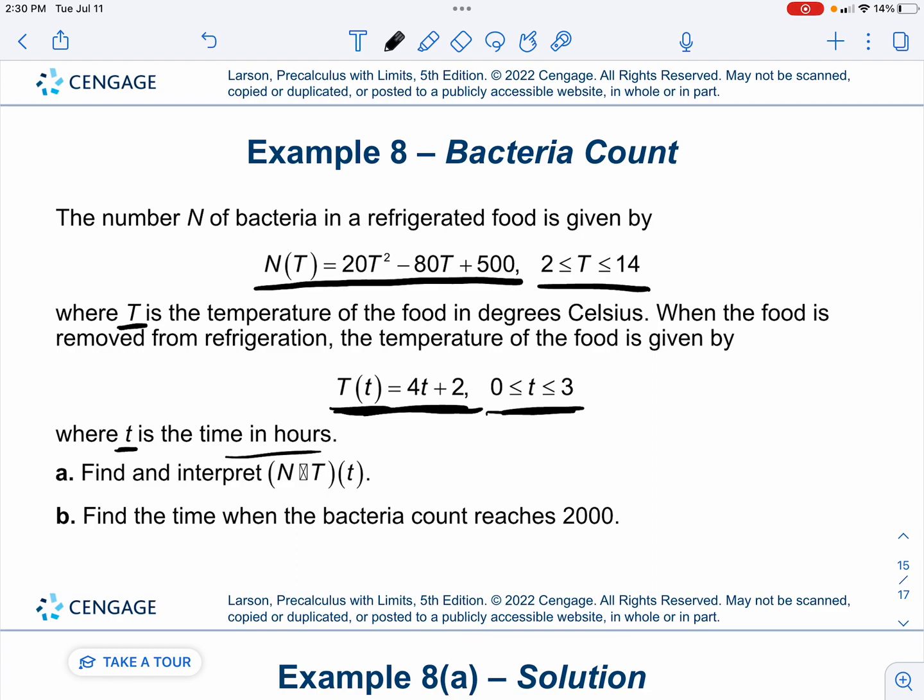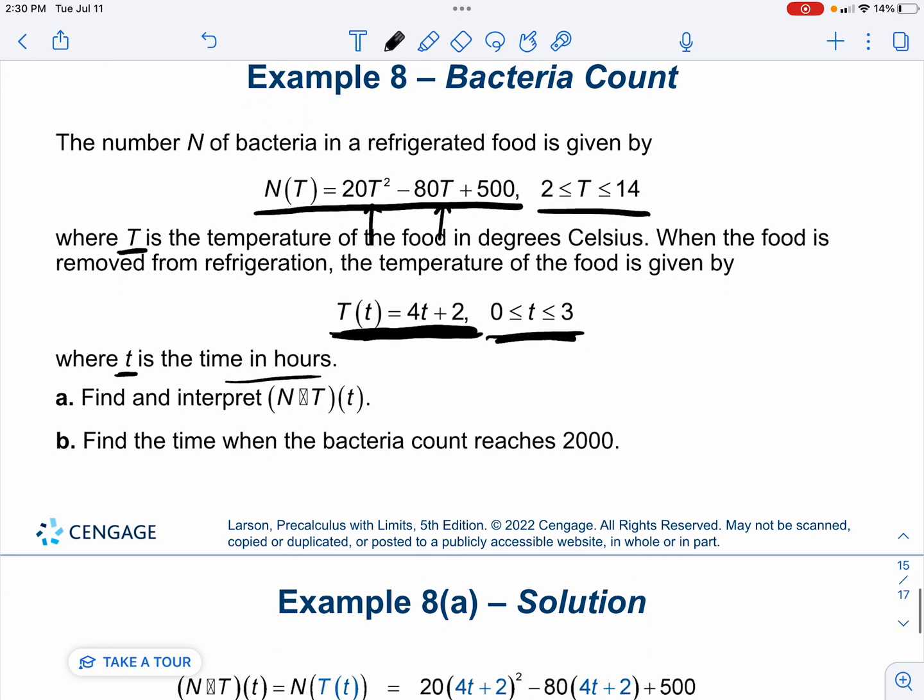So if you work backwards, we first have this T, which is the temperature of the food. You figure out the temperature of the food by plugging in the amount of time that it's been out of the fridge. And then once you have that, you would plug that answer in for capital T to get the number of bacteria in the food. So it says find and interpret N composite capital T of little t. So we'll start with that. N composite capital T of little t. The definition would be N of T of t. The little t and big T are kind of confusing because they're the same letter, so I'll try to differentiate those.